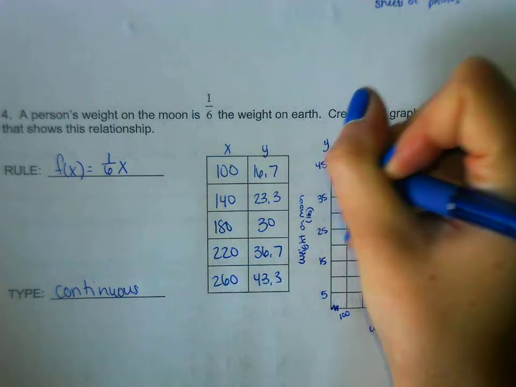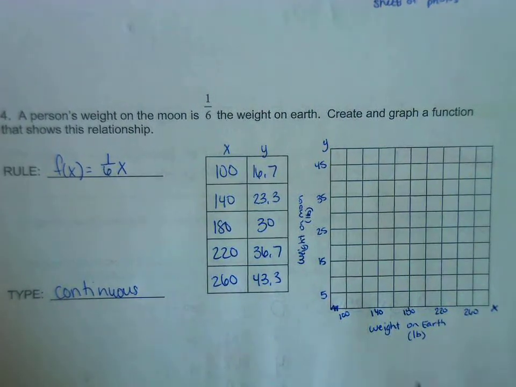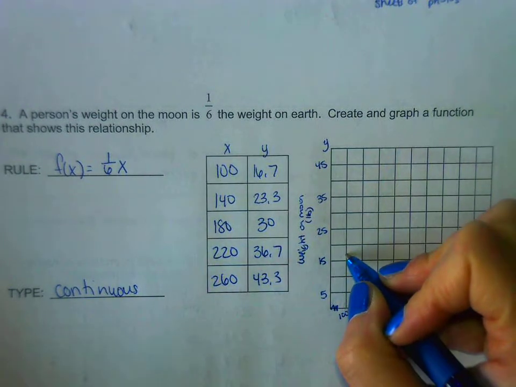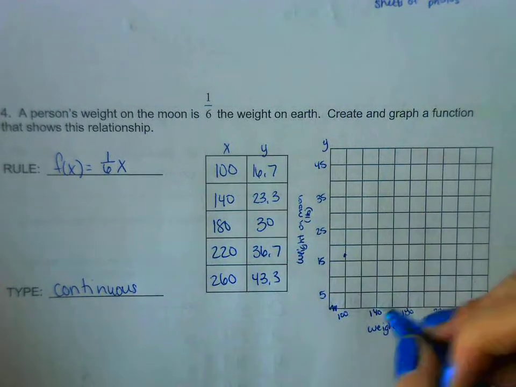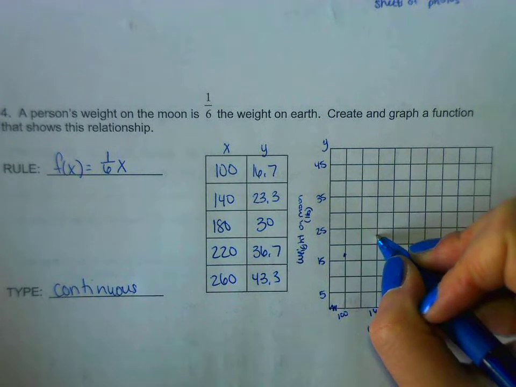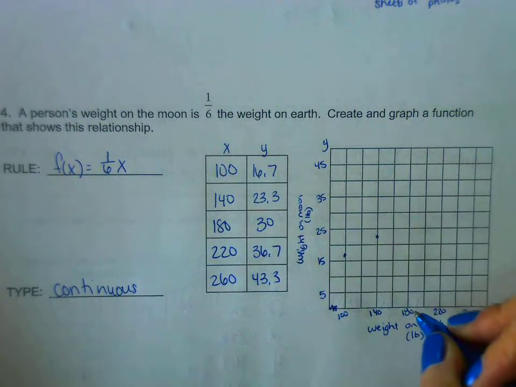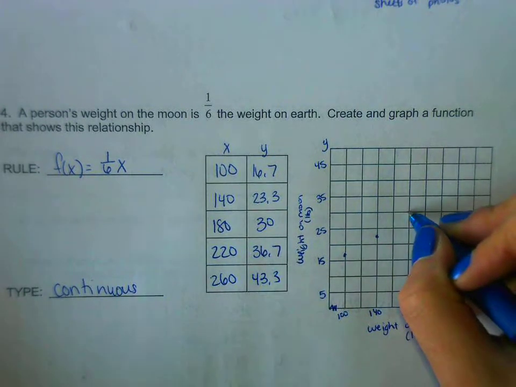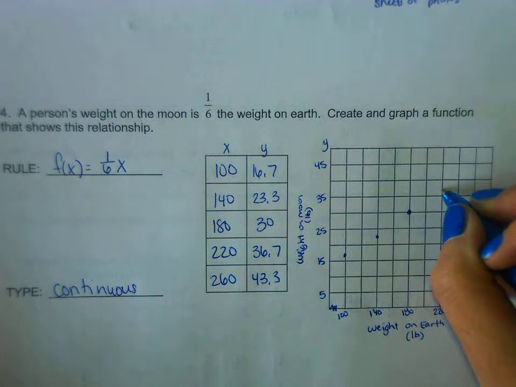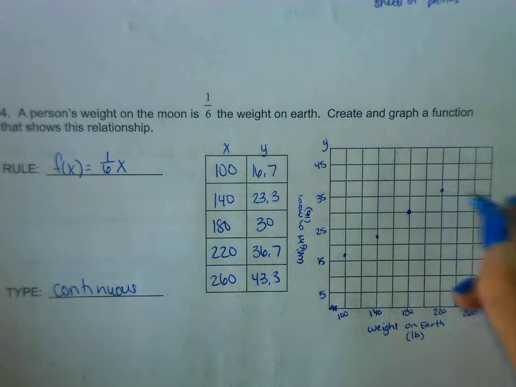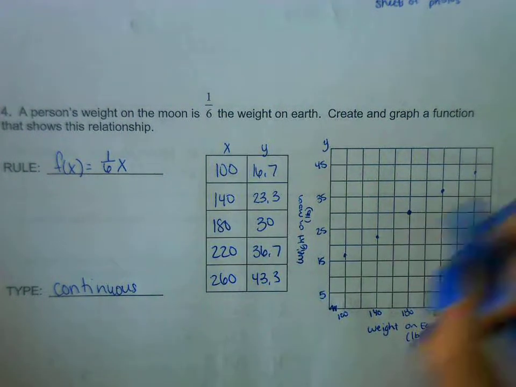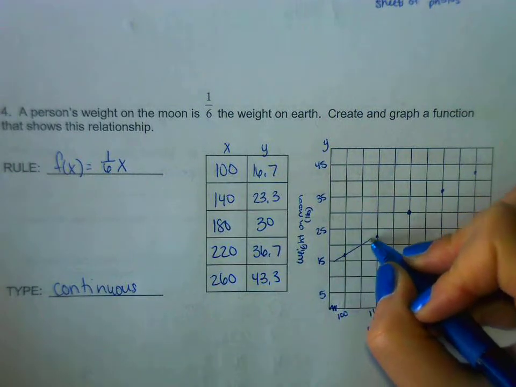So I'm going to graph this. 100 pounds on Earth, 16.7. 140 pounds is 23.3. 180 is 30 pounds. 220 is 36.7. And 260 is 43.3. Since this is continuous, we are going to connect them with a solid line to show that.